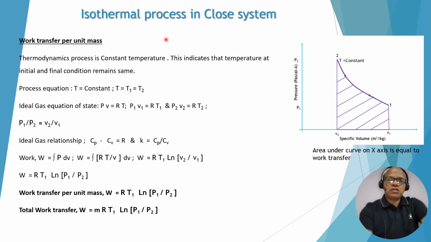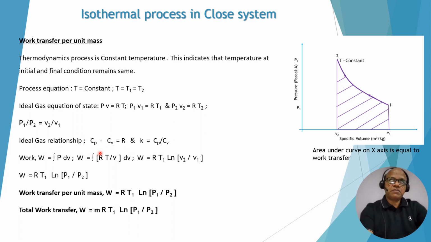Now the isothermal process in the closed system. Work transfer per unit mass can be derived as follows. Temperature is constant, so T equals T1 equals T2. For an ideal gas, P1V1 equals RT1 and P2V2 equals RT2, but T1 and T2 are the same. So we can write P1 over P2 equals V2 by V1.